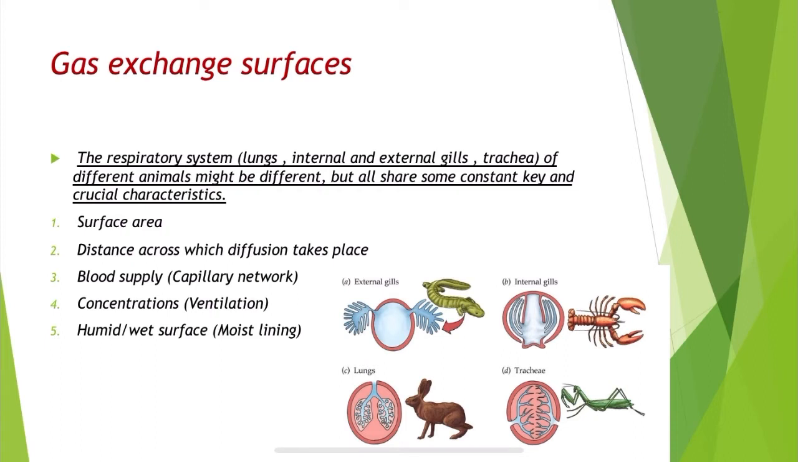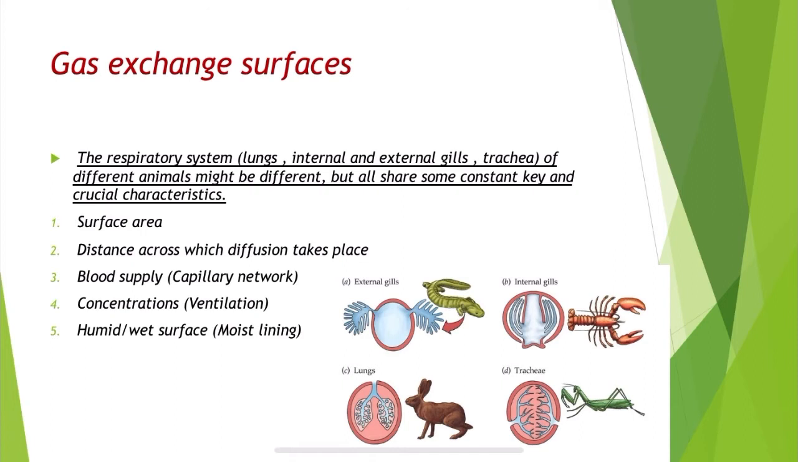So at first, gas exchange surfaces. Let's notice all the times the respiratory system, including lungs, internal and external gills, and trachea, because as you know, different sections in the animal kingdom use different parts of their body for breathing in and breathing out. So the respiratory systems of different animals might be different, but all share some constant, key and crucial characteristics, including surface area, distance across which diffusion takes place, blood supply, in other words the capillary network, concentration, which means ventilation, and lastly, a humid or wet surface, or moist lining.